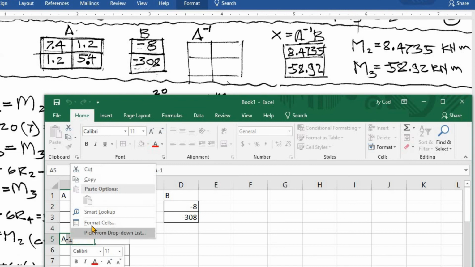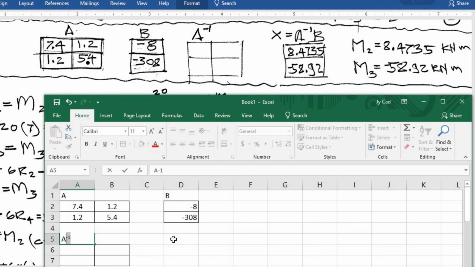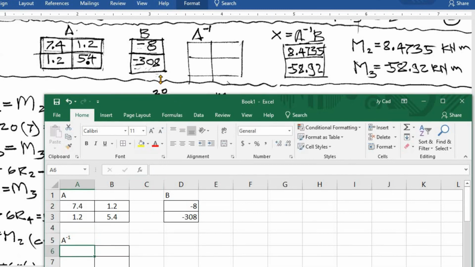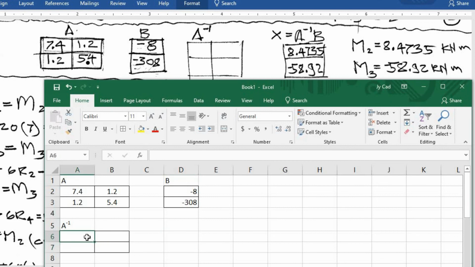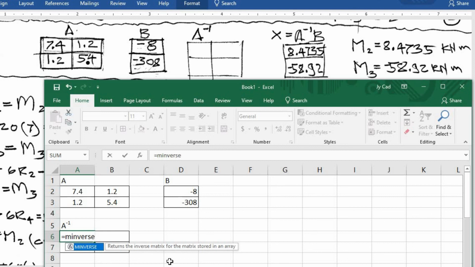Okay, so superscript. And then, ang technique dito ngayon, i-click mo yung upper left. So, ito yung destination cells. Dito pupunta yung inverse. Yan. So, i-click mo yung upper left. And then, you type equal. Tapos, M inverse. Open parenthesis. You now highlight your coefficients. Then, close parenthesis. Then, enter.